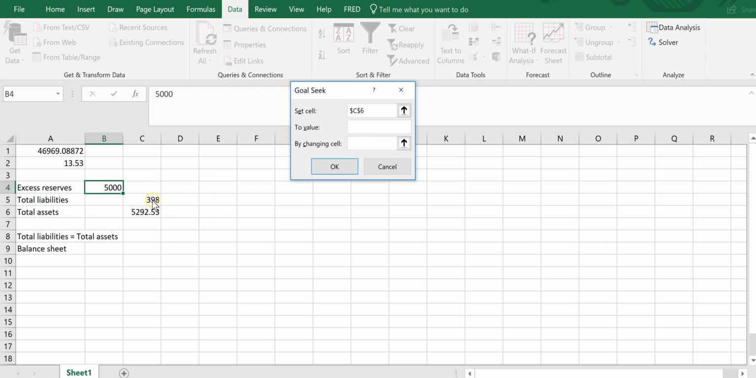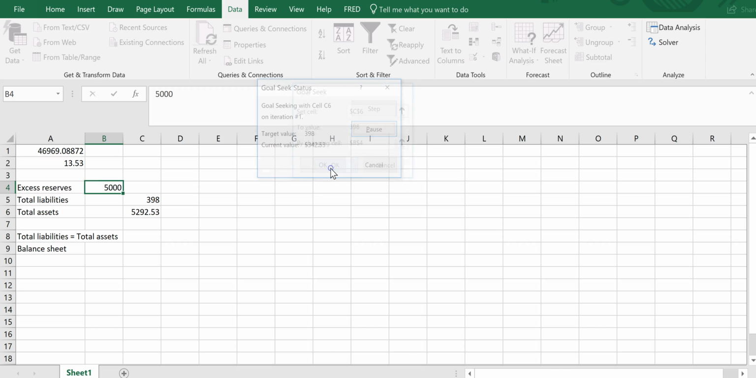And here I cannot put a cell value. I have to type the exact amount, which is the total liabilities, 398. So I want to equate the cell C6 to 398, by changing cell B4, the excess reserves here. So I want to change its value until these two numbers are the same, basically. So that's essentially saying that we want to make the balance sheet balanced.